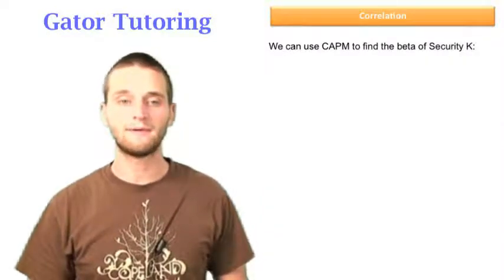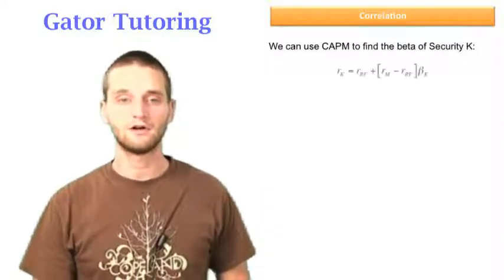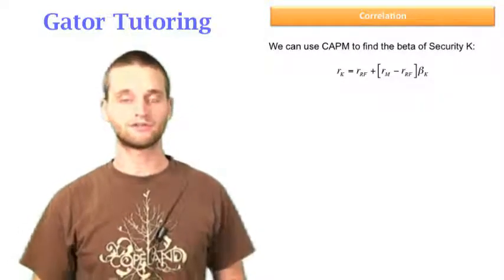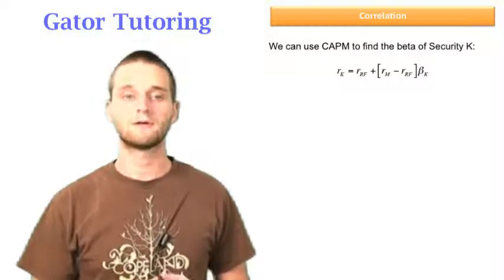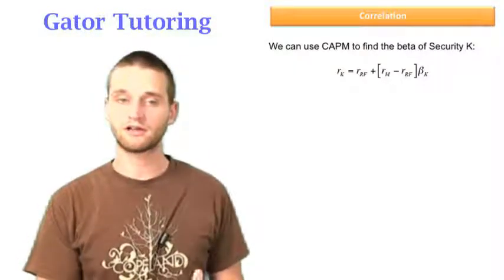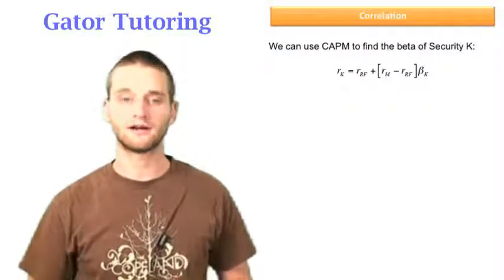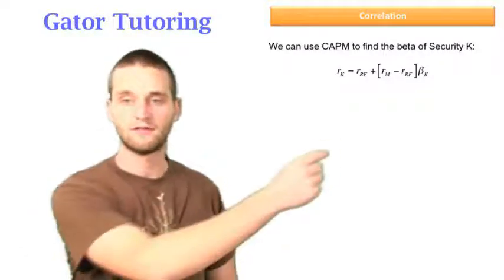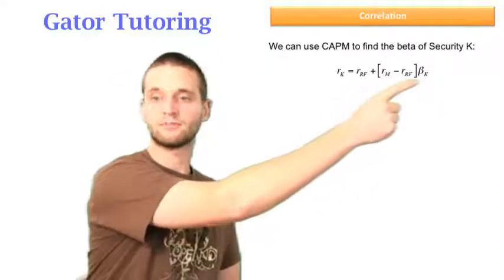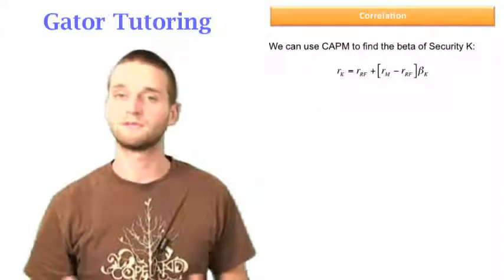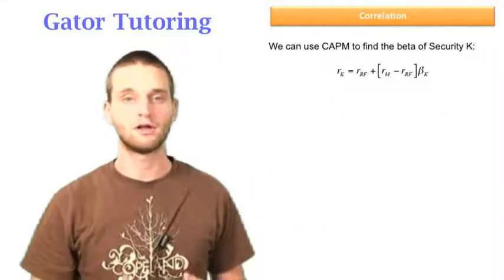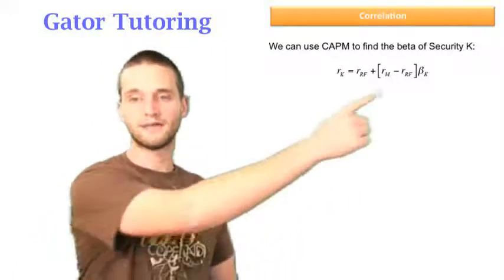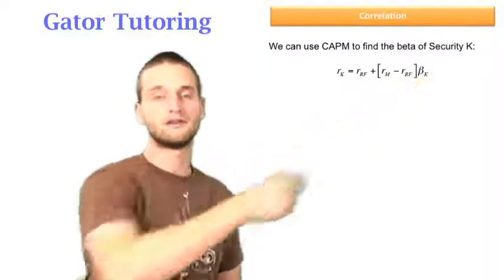So we can use CAPM to find the beta of security K. Remember, CAPM tells us an equation to help us find the expected rate of return on some security. So CAPM tells us the rate of return on security K equals the risk-free rate plus the return on the market minus the risk-free rate, and this difference right here is sometimes referred to as the market risk premium. Sometimes that's all we'll be given, and we'll just know that that is that difference. It's the same thing. Times, we multiply the market risk premium by the beta of the individual security.